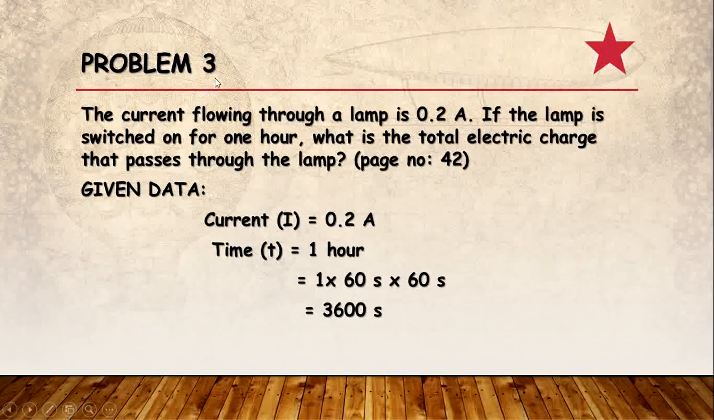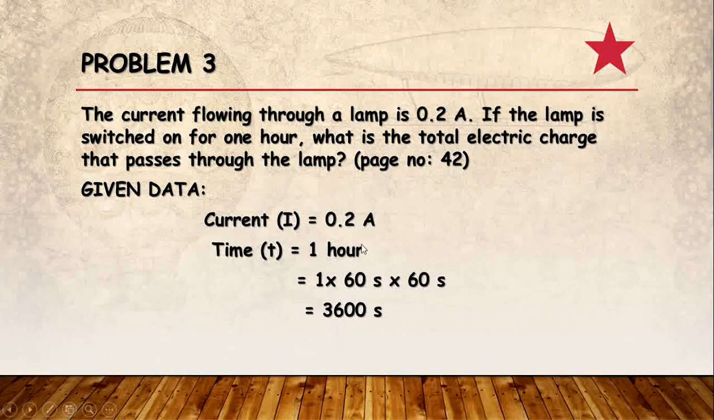Now problem 3 in page number 42 in your book. The current flowing through a lamp is 0.2 ampere. If the lamp is switched on for 1 hour, what is the total electric charge that passes through the lamp? The current flowing in the lamp is 0.2 ampere and the lamp is switched on for 1 hour. We have to find out the electric charge Q that passes through the lamp. So given data, current I is equal to 0.2 ampere. Time T is equal to 1 hour.